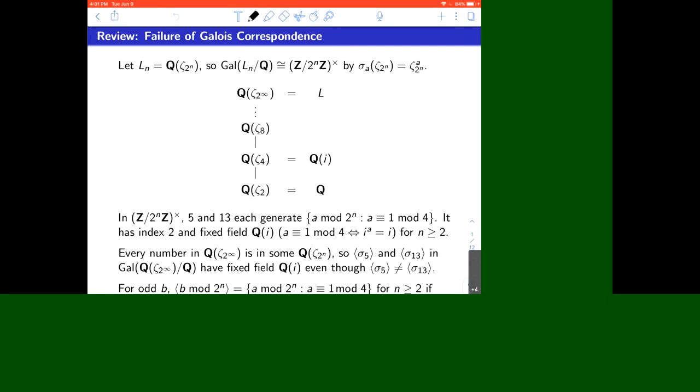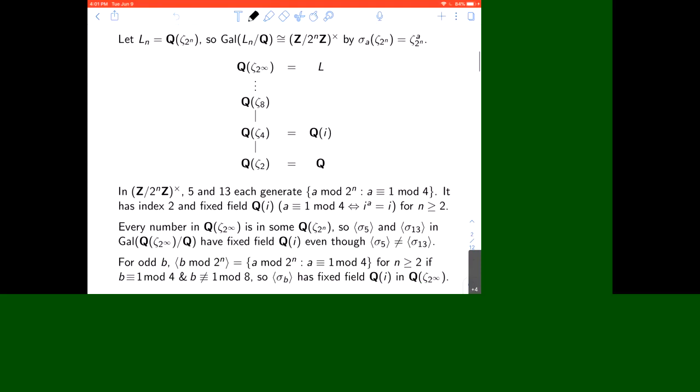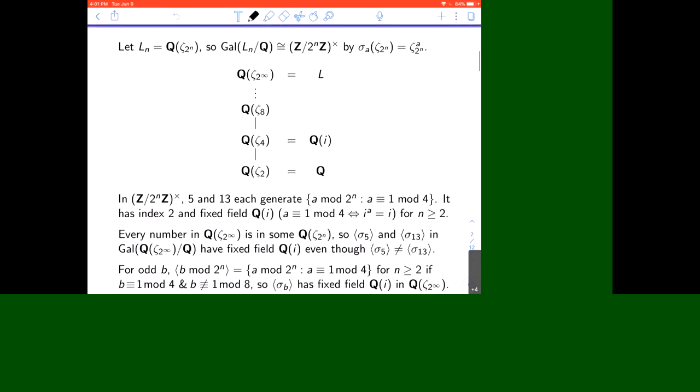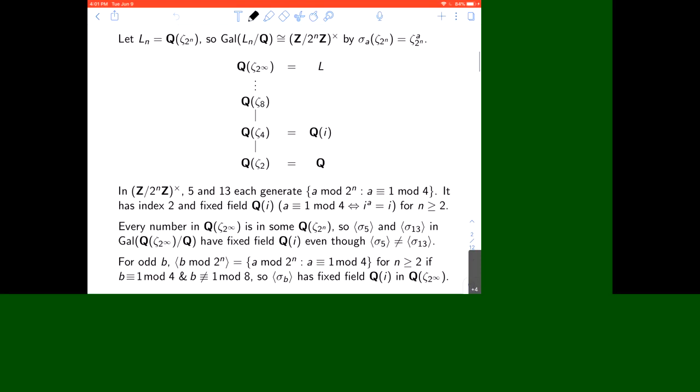So last time we were talking about how the Galois correspondence doesn't quite work. Let me recall again. The problem is that there are basically too many subgroups. I mentioned last time that if you look at the two-power cyclotomic extensions, these fields L sub n here, and you can go all the way to the top. Anyway, we know what the Galois groups are at every finite level.